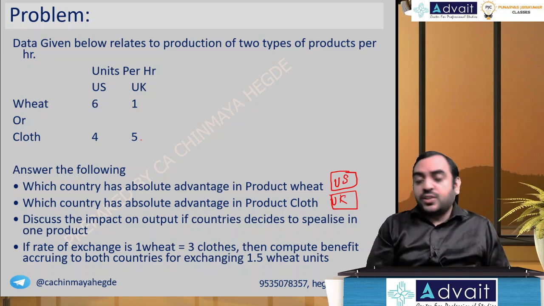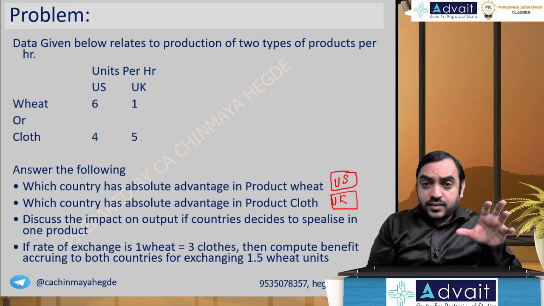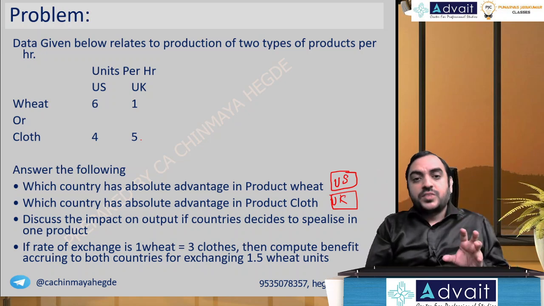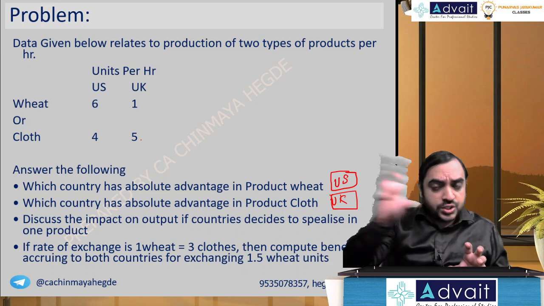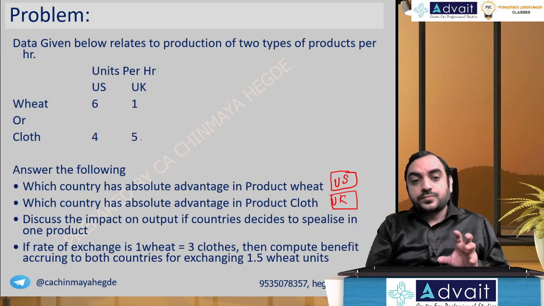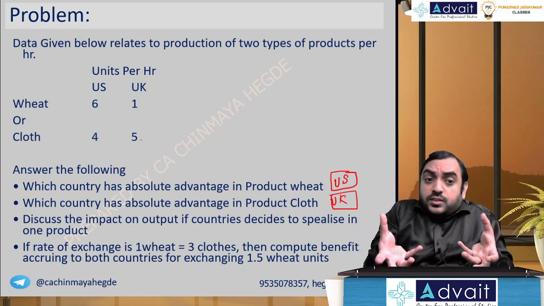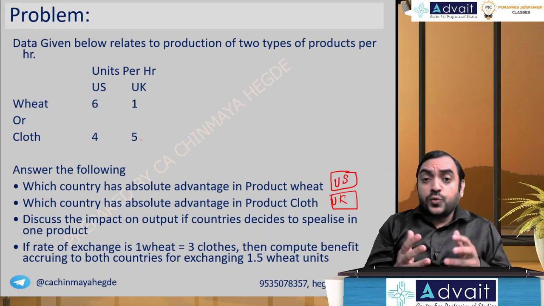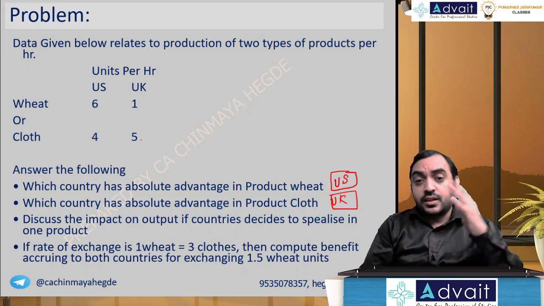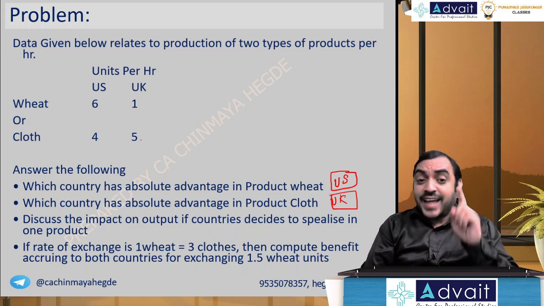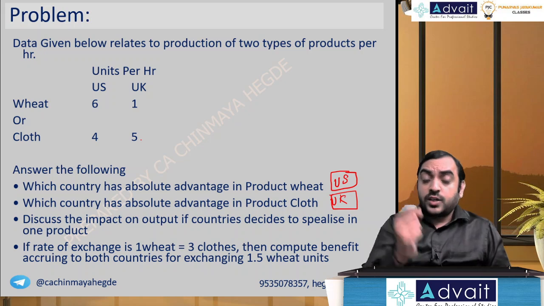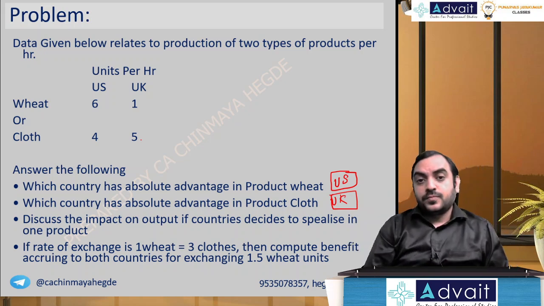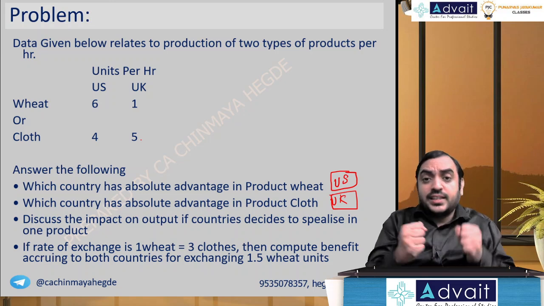Now, what is international trade? Wheat, US also can produce, UK also can produce. Cloth, US can produce, UK also can produce. And US requires both wheat and cloth, UK requires both wheat and cloth. But what do we tell? We go for specialization, absolute advantage. US has absolute advantage in what? Wheat. So they should focus only on wheat because they have the advantage, they are the best in it.